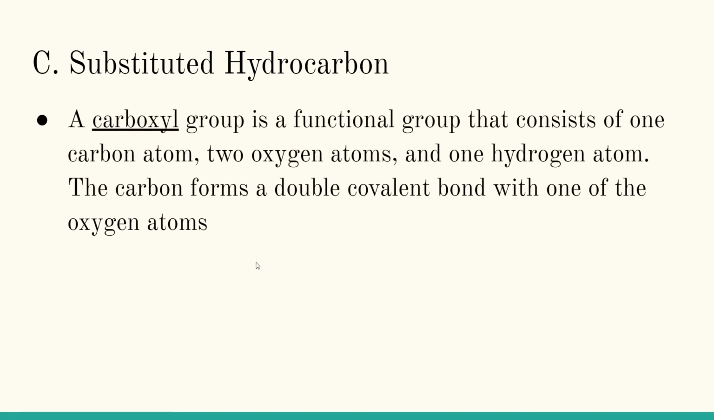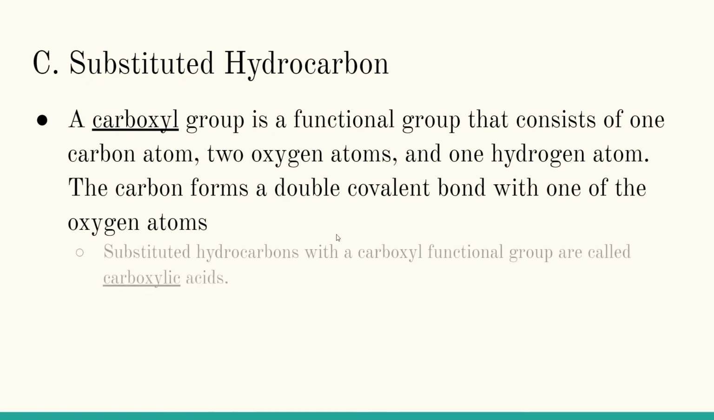Next up is one of these carboxyl groups. It consists of carbon, two oxygen, and one hydrogen. And as I said, there was a double bond there, but it was kind of hard to see with the fuzzy picture. These are called carboxylic acids. Try to say that out loud. Carboxylic acids.